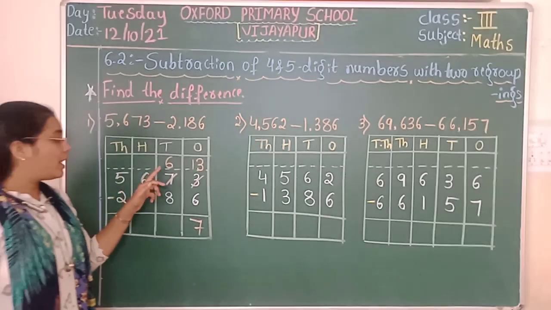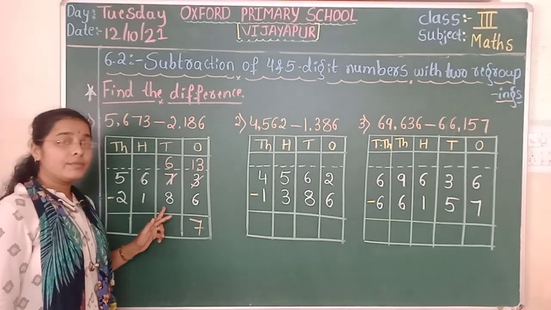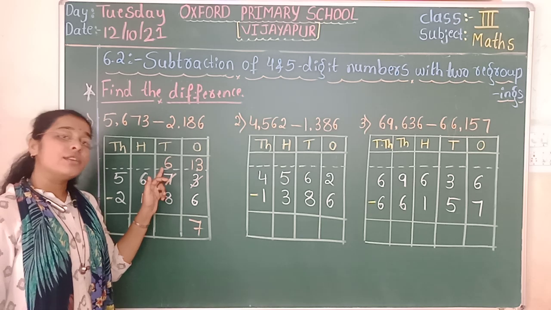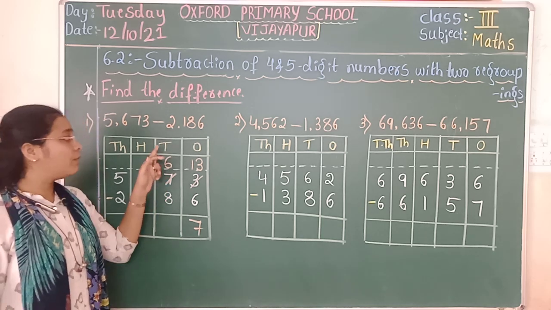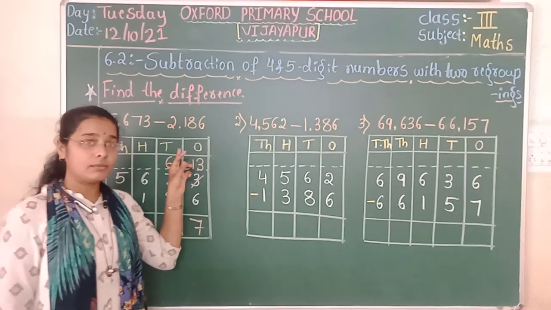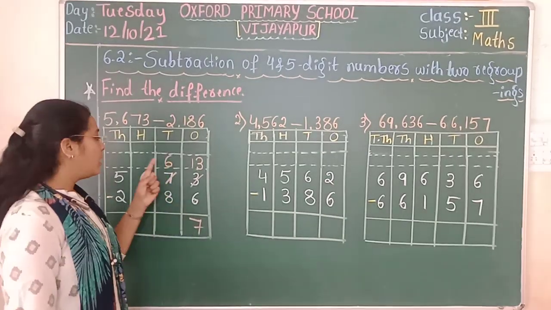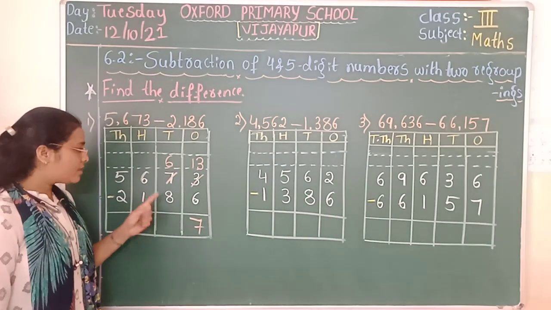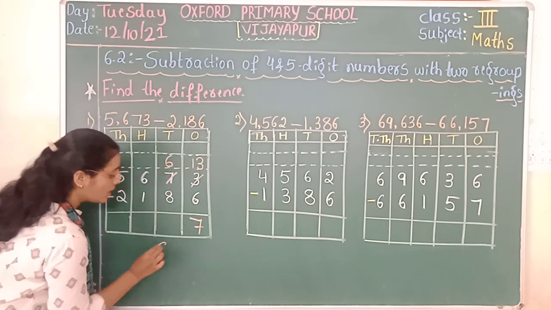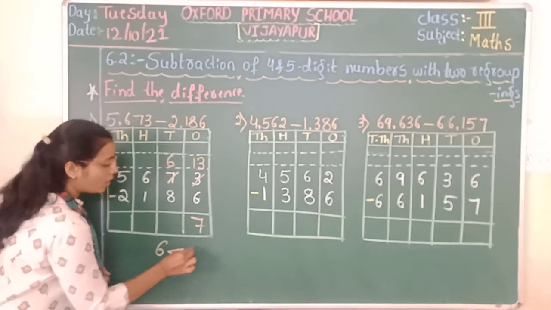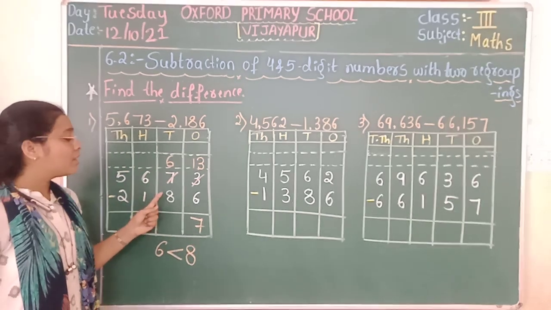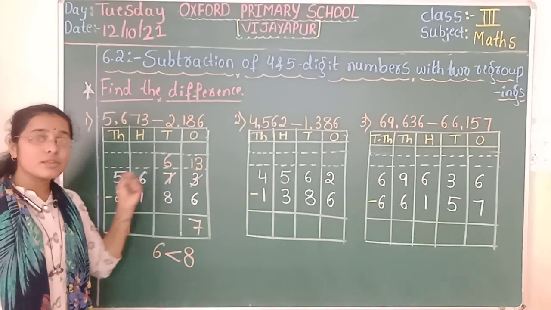Next, here we have 6 minus 8. Are you able to subtract 8 from 6? No. Then we have to regroup. Here we have to make one more column. So children, pause this video and make one more column. See children, in this 6 we cannot subtract 8. Why? Because 6 is smaller than 8. We cannot subtract a bigger number from a smaller number.